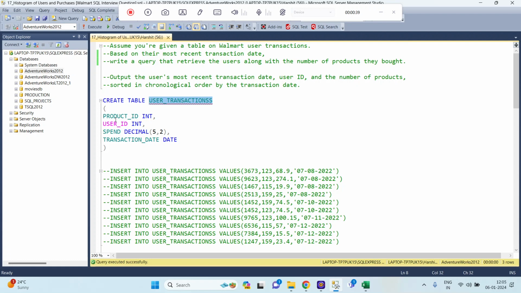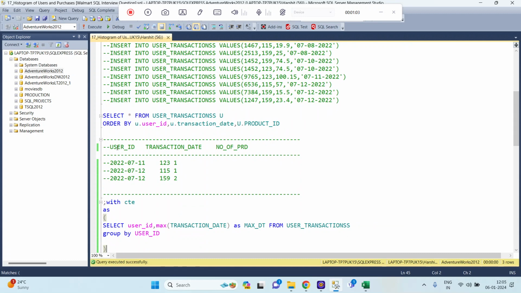In that, product ID, user ID, spend and transaction date are given. So a particular user has purchased products on multiple transaction dates. And we have to identify the most recent transaction, and on that particular most recent transaction date, how many products a user has purchased, that we have to identify.